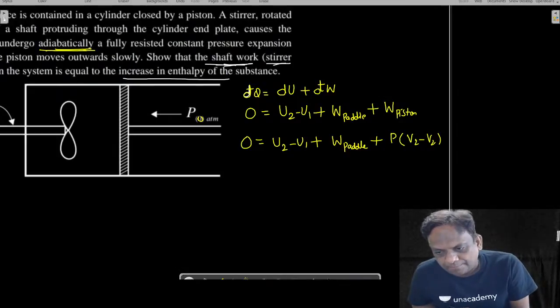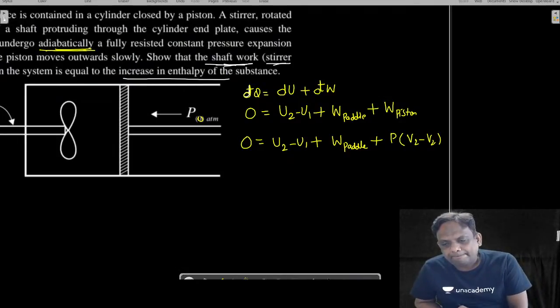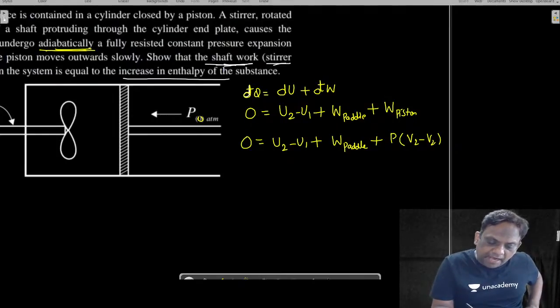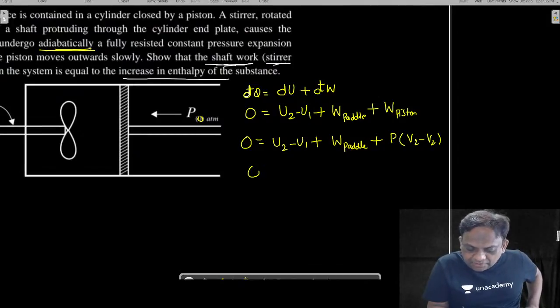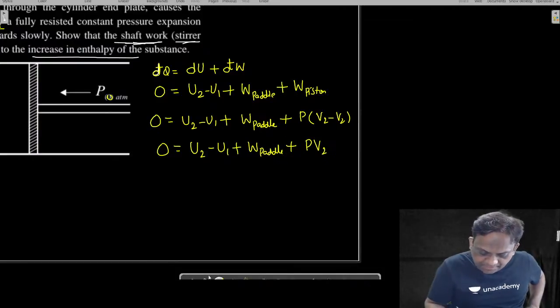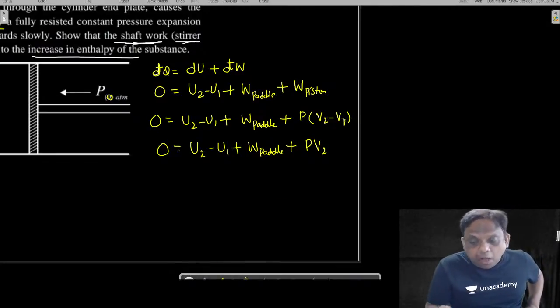बोलो sir, yes or no? Shubham Jain, you are right. At a constant pressure. अरे यार, देखो, what is the pressure here? Atmospheric. So therefore, at a constant pressure it is pushing at P. So therefore, 0 is equal to U2 minus U1 plus W paddle plus PV2. अरे sorry, यहाँ पे V1 आना चाहिए. This constant pressure work I had already taught you.